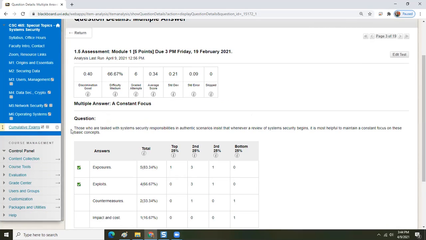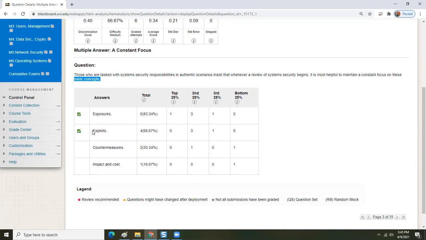All right, so multiple answer. Those who are tasked with systems security responsibilities and authentic scenarios insist that whenever a review of system security begins, it is most helpful to maintain a constant focus on these basic concepts: exposures and exploits. The other two items, countermeasures and impact and cost, were never part of the operational tenets that we reviewed in class, and it's not stated either in the book or in the study guides. So countermeasures are important, but you don't think about them all the time. Impacts and costs, you think about those during risk analysis or risk assessments, but not all the time.